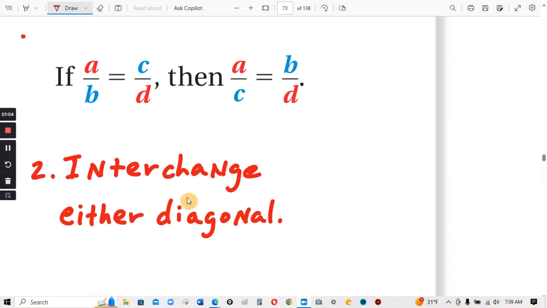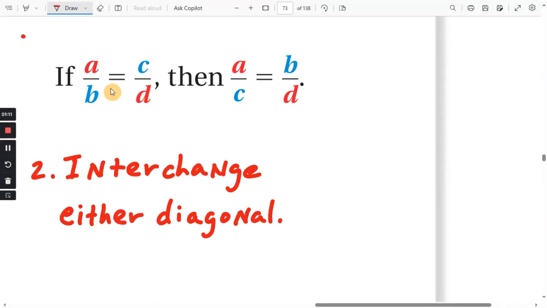Number two, you can interchange either diagonal. So again, A over B equals C over D, and you could interchange B and C. You can put the B here, and you can put the C here. And the reason for that is, once again, the cross product is still the same. Here you have A times D, A times D. Here you have B times C, C times B. So that's the same thing.